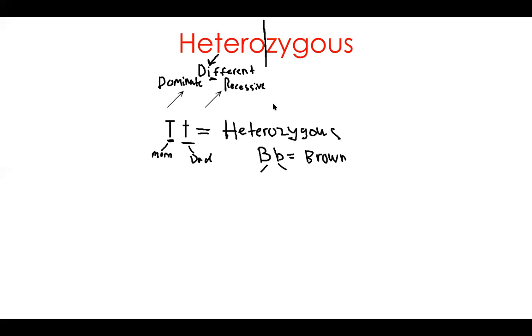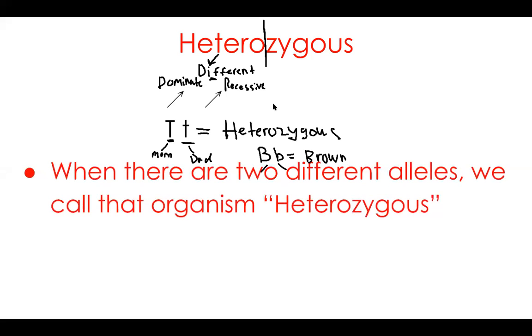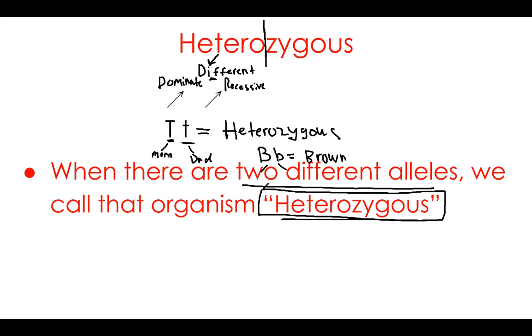And here is your last and final slide of notes for this word. When there are two different alleles, we call that organism heterozygous. Okay, so get that down. Remember, the word hetero means different.